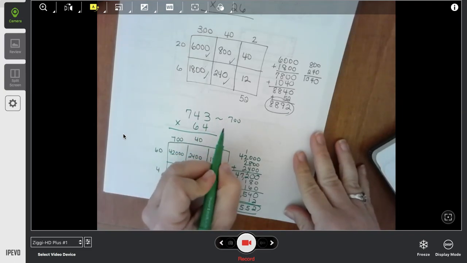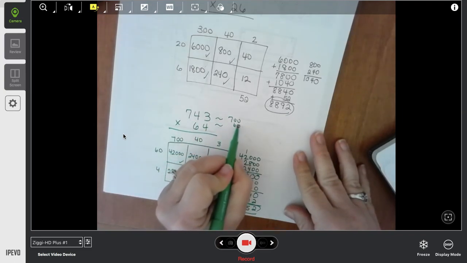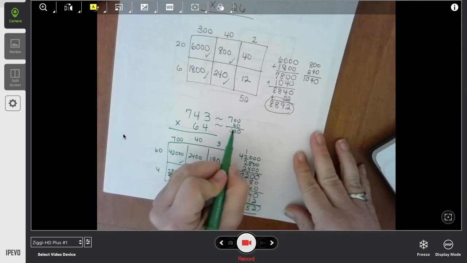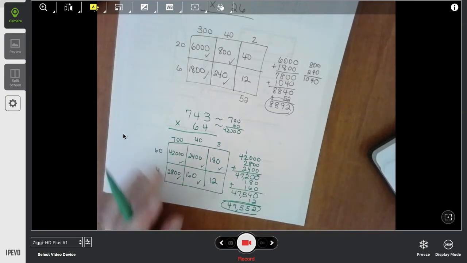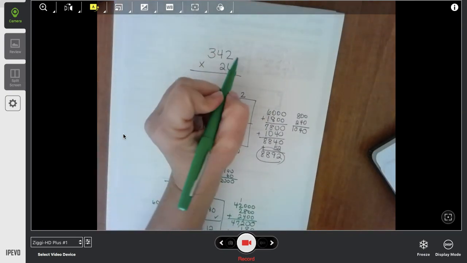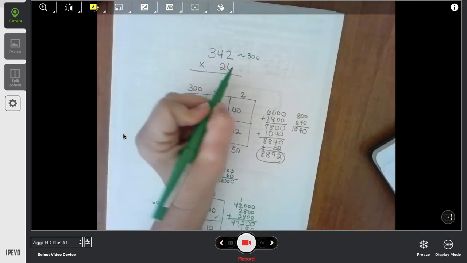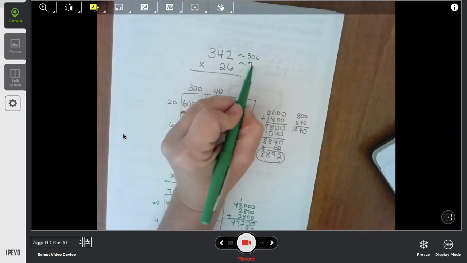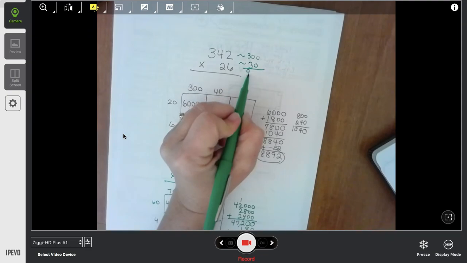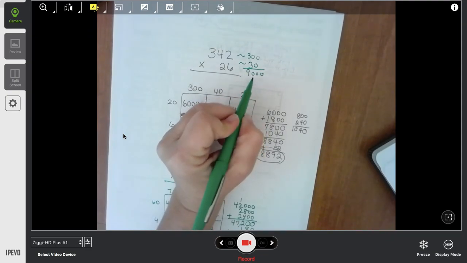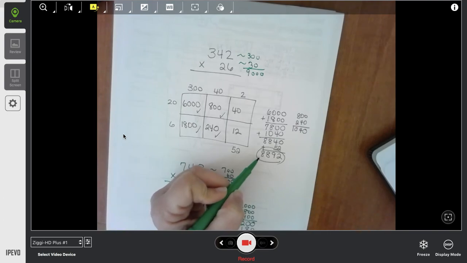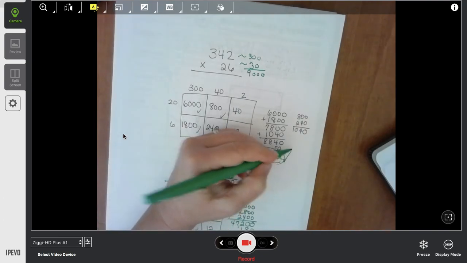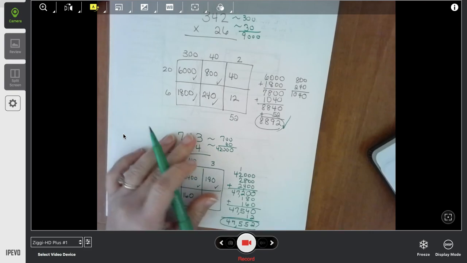743 is about 700, and 64 is about 60. 3 zeros and 42. 42,000 and 47,000 is pretty close. If I estimated this one up here, this is close to 300, and this is close to 30. 3 times 3 is 9, and 3 zeros. 9,000 is my estimate. 8,892 is very close. So I know both of these answers are reasonable answers.